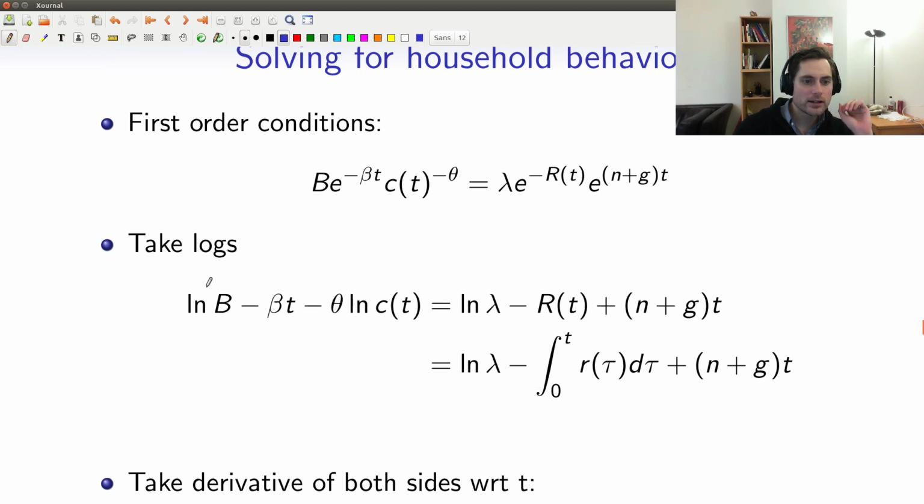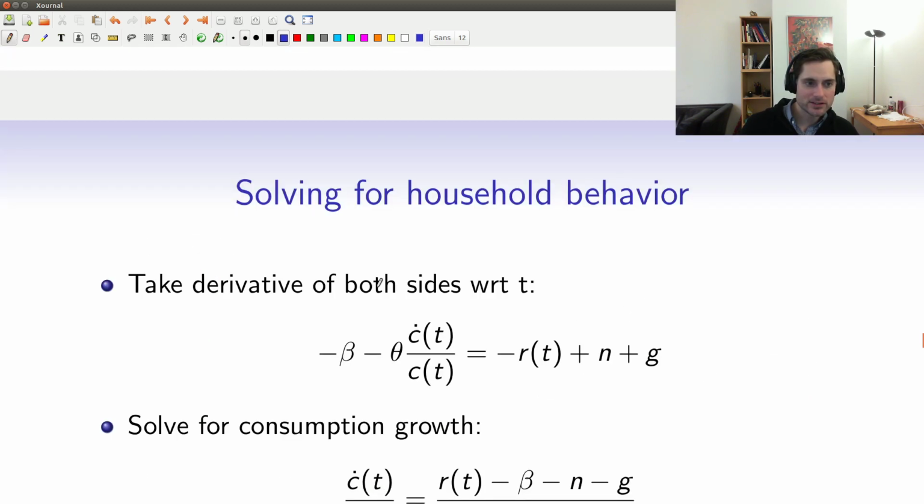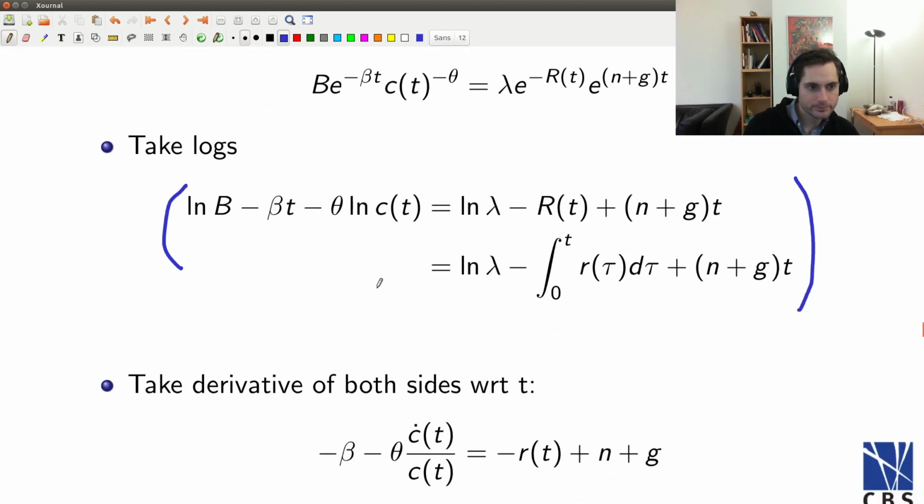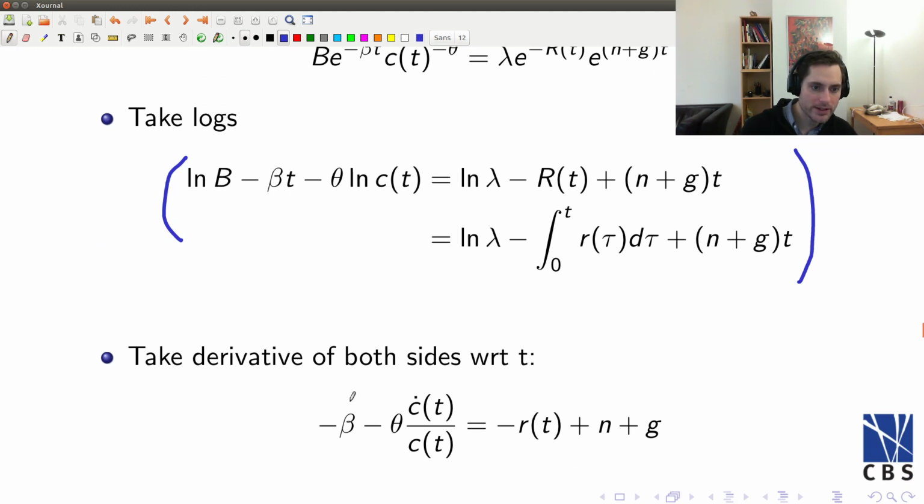All right, so let's take logs. Take the log of both sides. Not too much to say about that. That's what you do, and you get this expression. This should hold. So in equilibrium, this has to hold at all times t, which means that we can actually take the derivative of both sides of that solution. If we take the derivative, we're going to end up with negative beta minus theta times the derivative of log c, that is c dot t divided by ct. And that's going to be equal to, notice that this guy is going to drop out. There's no t on the lambda, so lambda goes away.